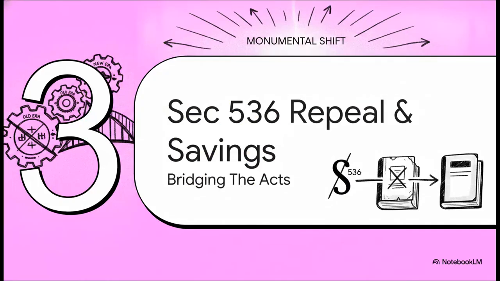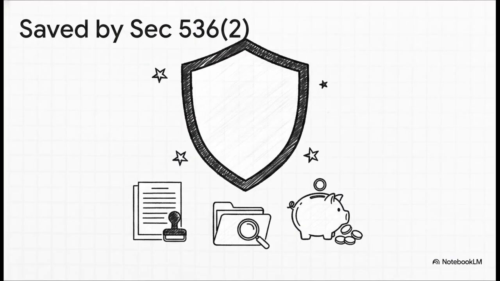All right, Part 3. Section 536, the Repeal and Savings Clause. Let's explore how this monumental shift safely bridges the two eras of taxation. The biggest sigh of relief for tax professionals is right here. You do not lose your historical tax positions. Section 536 contains 22 highly specific subclauses, essentially acting as a survival kit for the 1961 Act.